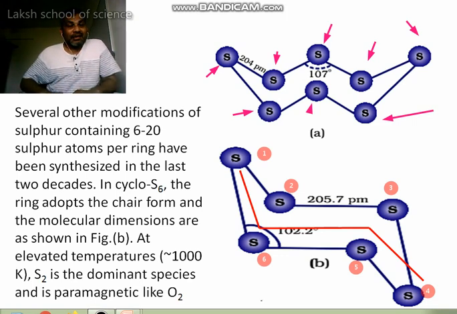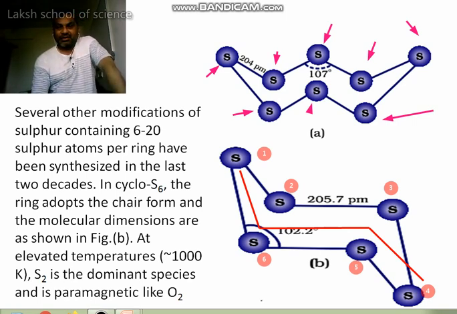In cyclo S6, the ring adopts the chair form and the molecular dimensions are as shown in figure B. See here, it looks like a chair. If you look at it carefully, this looks like a chair. It goes like this, and it becomes a chair. So that's why this structure is known as chair structure.